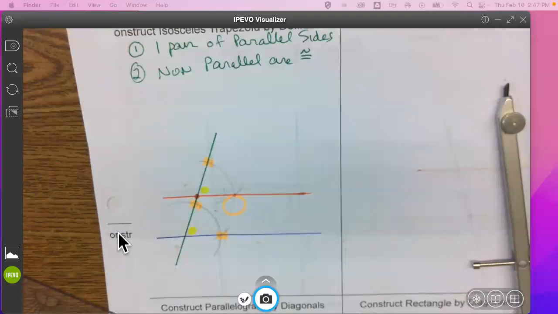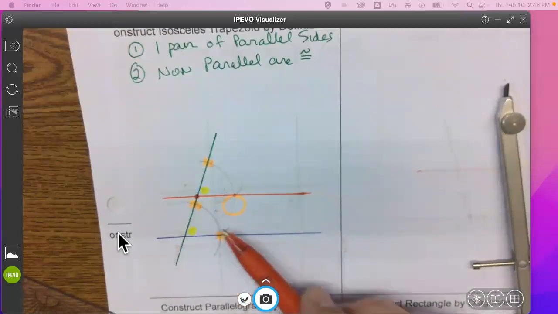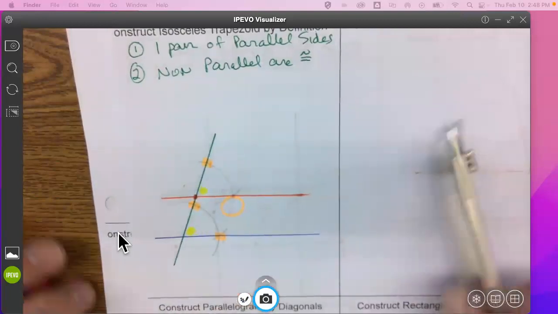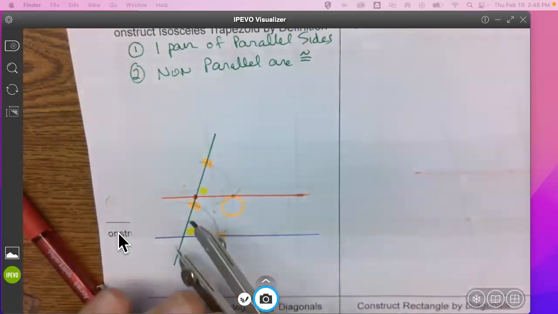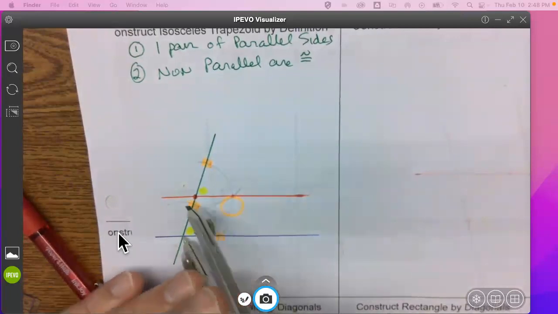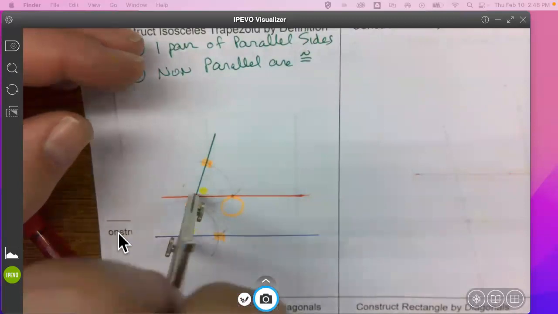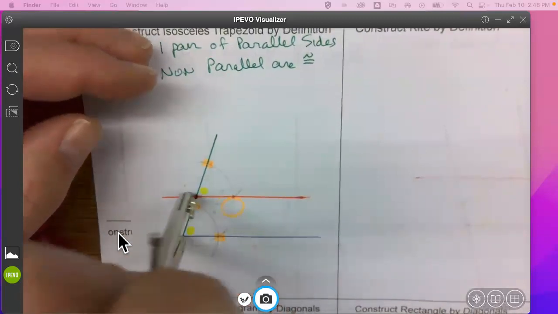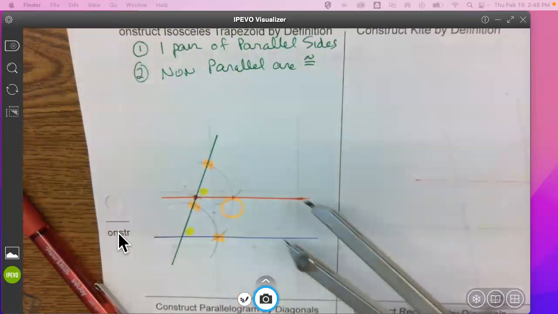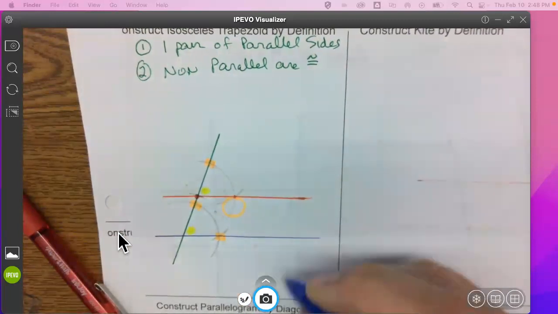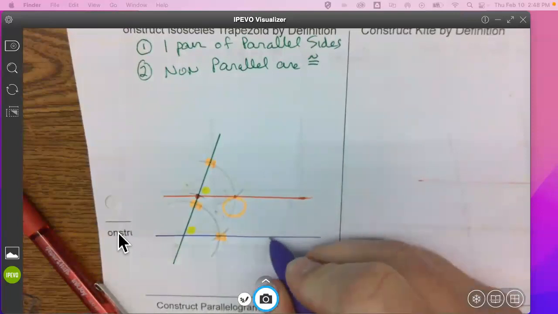Now, we got one set of parallel lines here. How am I going to find out what the other piece is? It said non-parallel sides are congruent. So I'm going to take my compass and find out exactly how long this non-parallel side is. Open it up to get just the right length. Make a mark showing it. And then I'm going to put that over here somewhere. I don't know where. I guess I'll just put a point here. I'm going to put it there.